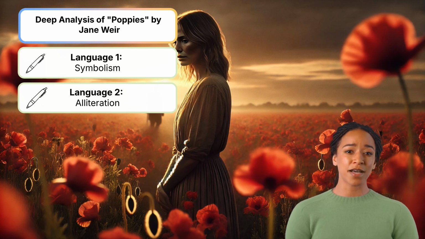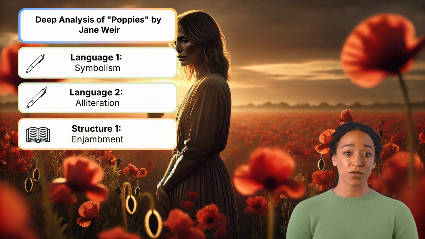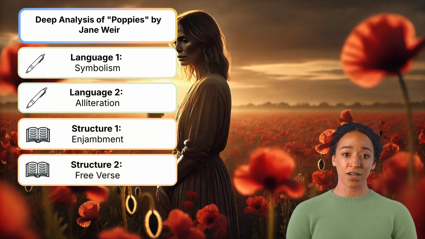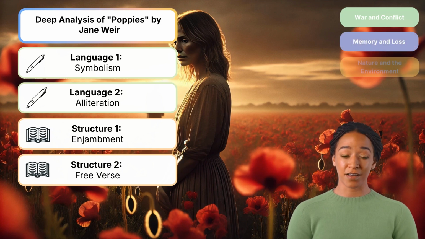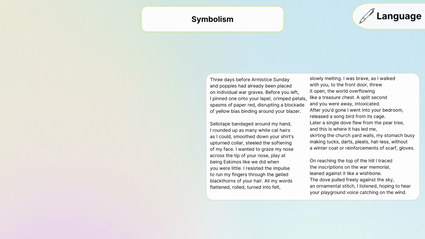Next, we'll explore how Weir employs enjambment to create a sense of continuity and flow, and finally, consider the poem's free verse structure, which allows for expressive flexibility. Through this detailed analysis, we aim to uncover the emotional depth and complexity woven into Poppies. As a quick reminder, the relevant themes for this poem are war and conflict, memory and loss, and nature and the environment. Let's begin! The poem Poppies uses language rich in symbolism, particularly focusing on the poppy flower itself.